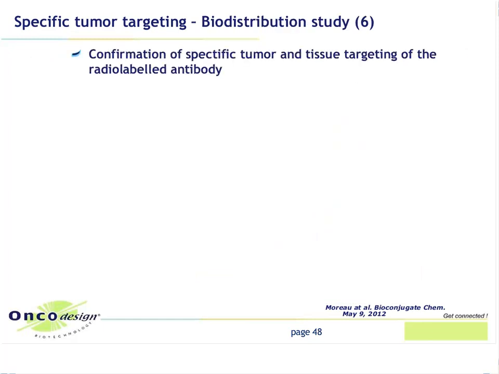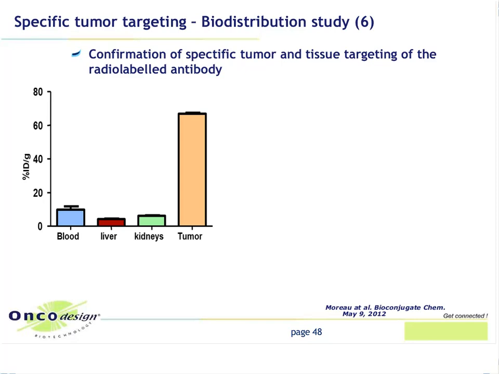Similarly, at the end of the study, we sacrifice the animals to check the specific tumor targeting, and so we've shown that the tumor contained a high percentage of the injected dose here, about 60%, while it was quite low in blood, liver, and kidneys, as shown before using SPECT imaging in mice.